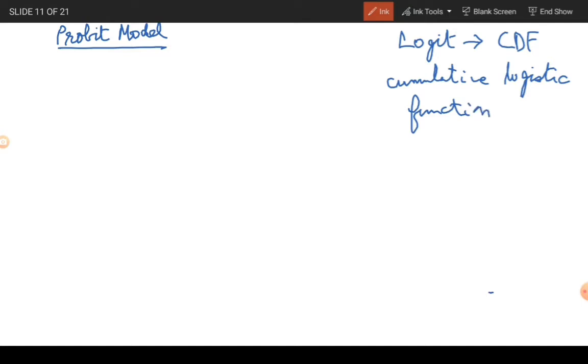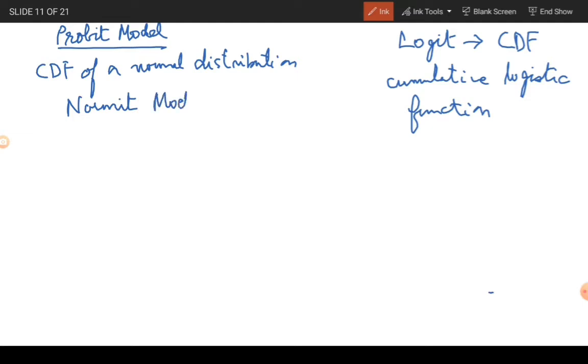It describes a way in which the probability that the value of yi is equal to 1 is related non-linearly to the values of the explanatory variables xi. The Probit model also uses a similar logic, except here we use the cumulative distributive function of a normal distribution. Hence, the Probit model is also known as a normit model. The main difference between the Probit and the logit model is the type of cumulative distributive function that it uses to estimate the probability of the variable yi being equal to 1.